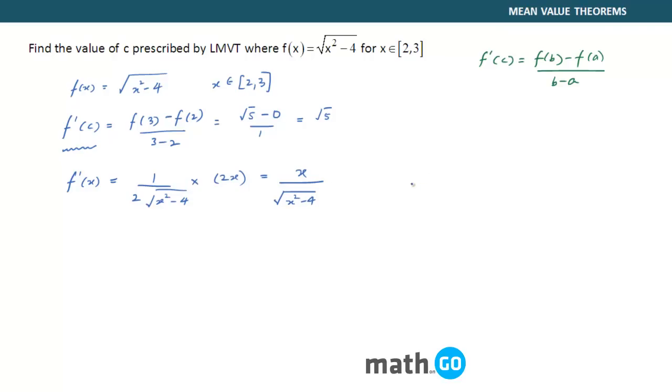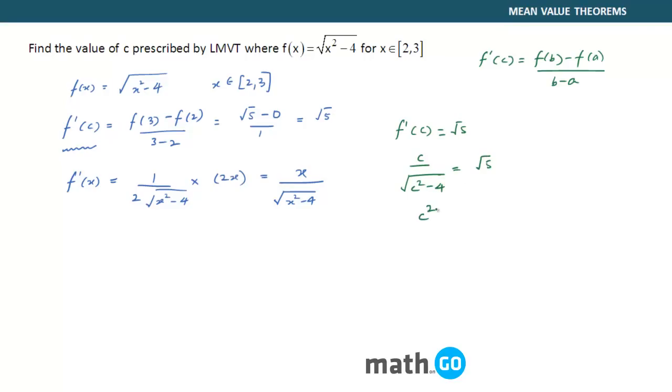Now you need to find f dash c equal to 0. So how will you resolve this? You will set f dash c, which you want, equal to root 5. Okay, so just replace c here. So this will be c square minus 4 is equal to root 5.